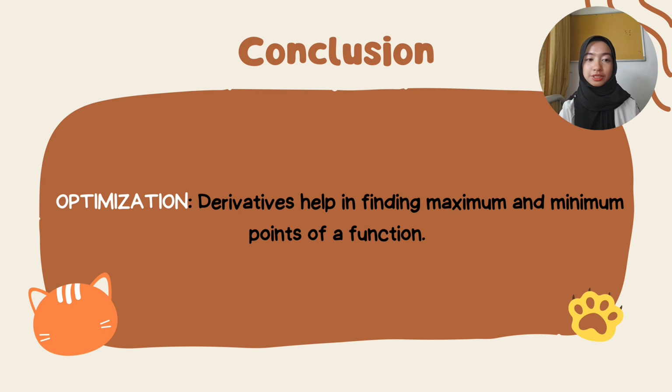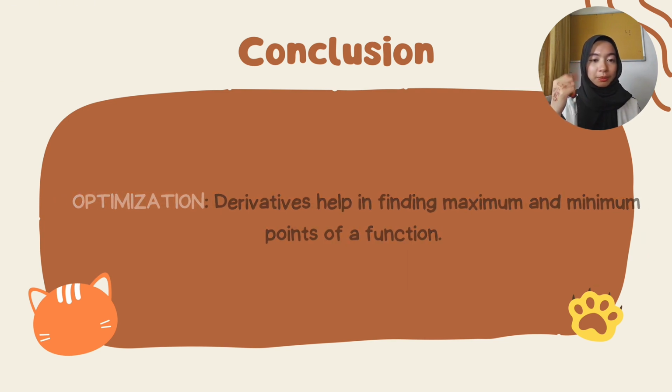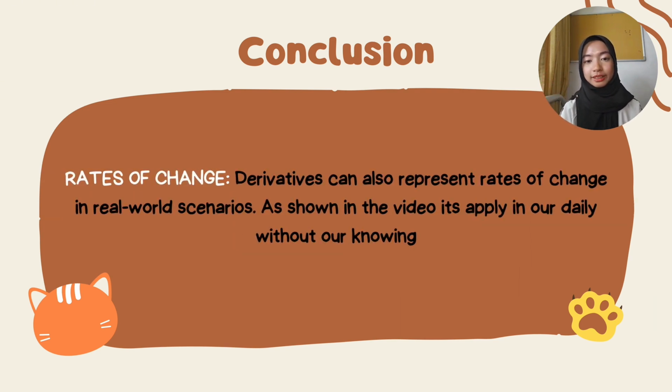Secondly, we conclude that optimization. Derivatives help in finding maximum and minimum points of a function. For instance, to maximize or minimize a function f(x), you find where f'(x) is equal to 0 and check the second derivative to confirm whether it's a maximum or minimum. And thirdly, we conclude that rates of change. Derivatives can also represent rates of change in real-world scenarios. As shown in the video, it's applied in our daily life without our knowing.